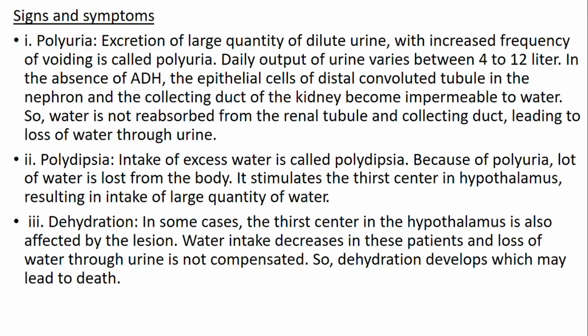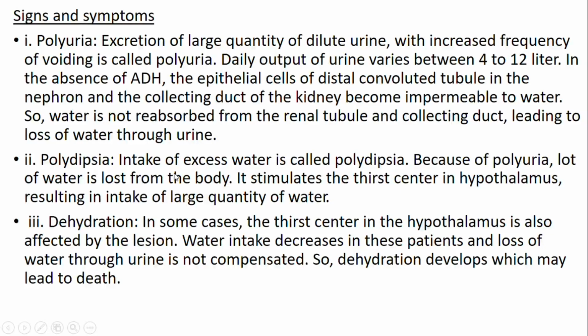Signs and symptoms include polyuria, polydipsia and dehydration. Polyuria means increased excretion of a large quantity of dilute urine with increased frequency. In the absence of ADH, the epithelial cells of the distal convoluted tubule in the nephron and the collecting duct of the kidney become impermeable to water. So water is not reabsorbed from the renal tubule and collecting duct, leading to loss of water.